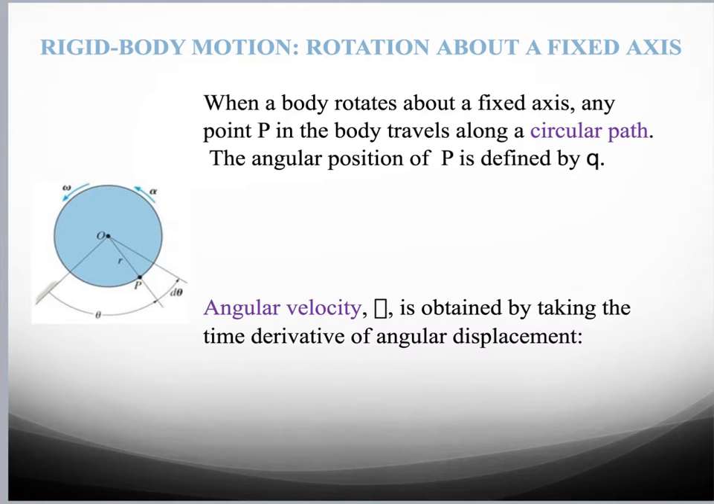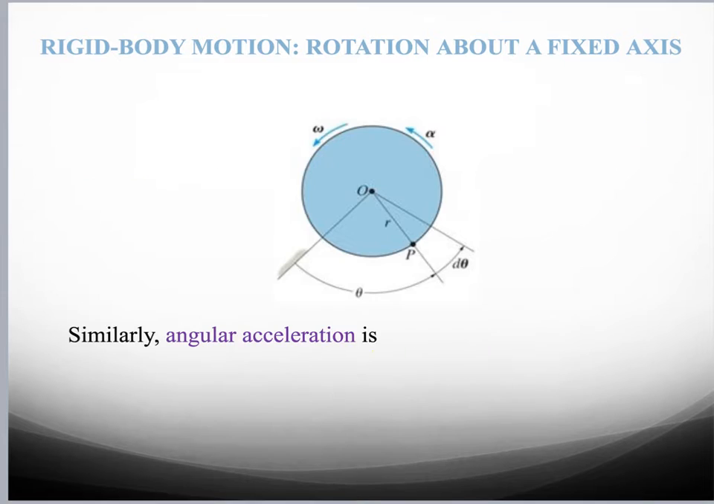So here we're looking down on the object, from above, and we see again the angular displacement. And so the angular velocity, which we call omega, is going to be defined as d theta dt. And that should all look familiar to you. We've done this before. Angular acceleration is, of course, the derivative of angular velocity with respect to time, or we could write it as the second derivative of theta with respect to time.